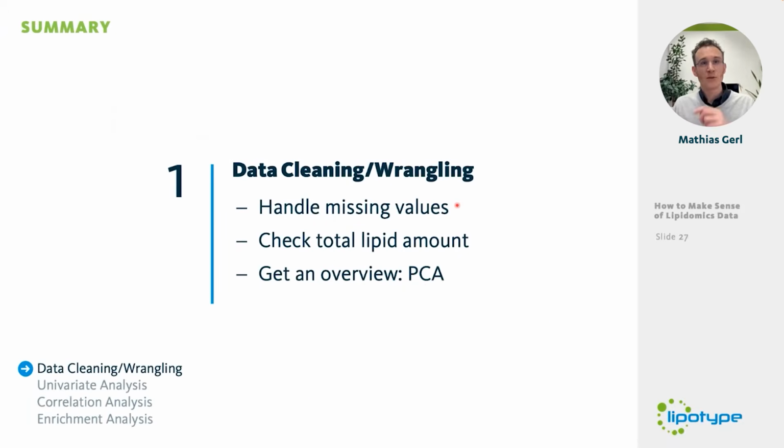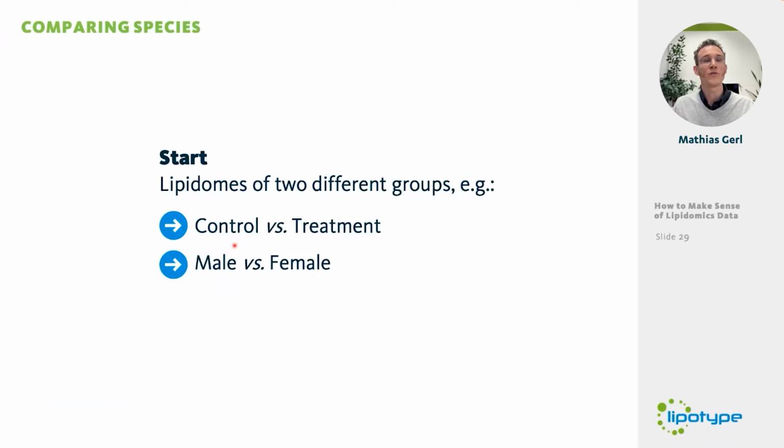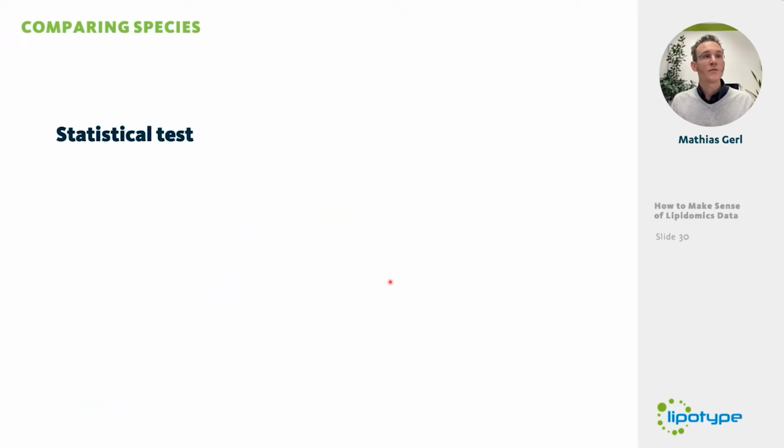Good. If we just quickly summarize what we have done here, we looked at data cleaning and wrangling. We basically said we need to handle missing values, we need to check total lipid amount, and we should get an overview. Next, we should be comparing samples, so this or that. What you need for that, we start out with, is simply two groups. You have lipidomic measurements of either, let's say, control versus treatment, or male versus female. And what you do here is then a statistical test for basically every species that you have.